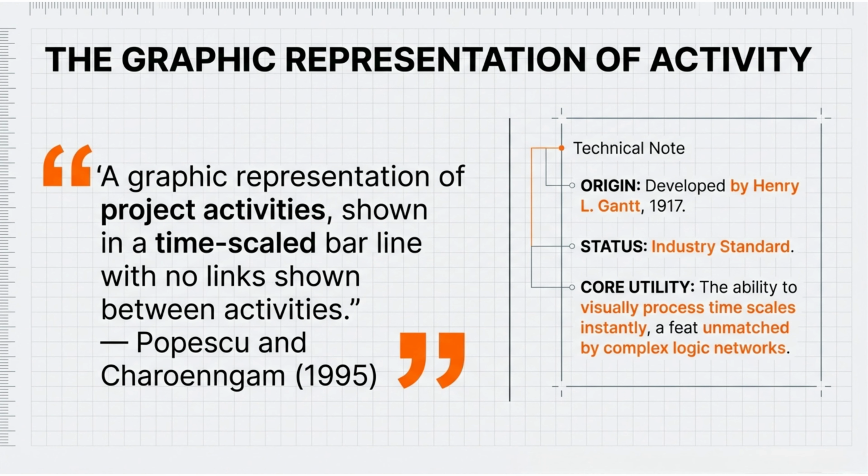Developed in 1917 by one Henry L. Gantt, this thing is now a full-blown industry standard. And its core utility? The ability to visually process timescales instantly, something that complex logic networks, for all their mathematical sophistication, simply cannot do. You can stare at a critical path network all day and still not know if you're on track. Glance at a Gantt chart for 3 seconds and you know exactly where you stand. That, my friends, is the power of a good picture.